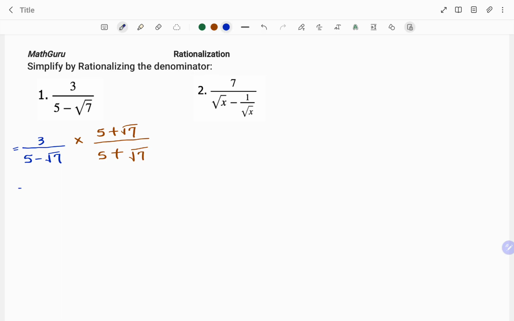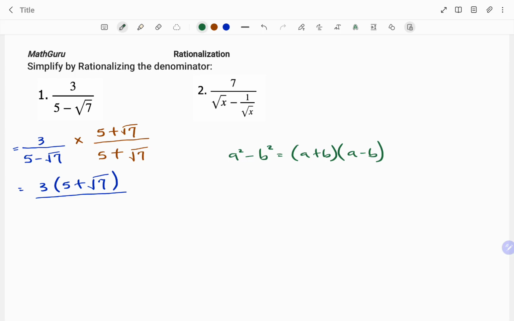So at the top, multiplying my numerators, I have 3 times 5 plus root of 7. And for my denominator, I'm going to use the concept of difference of two squares, which states that if I have a squared minus b squared, that is the square of two terms separated by the minus, to factorize is going to be a plus b multiplying a minus b.